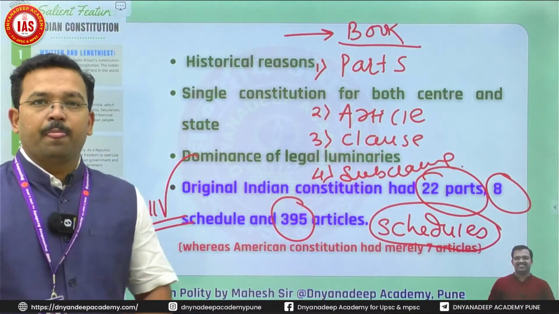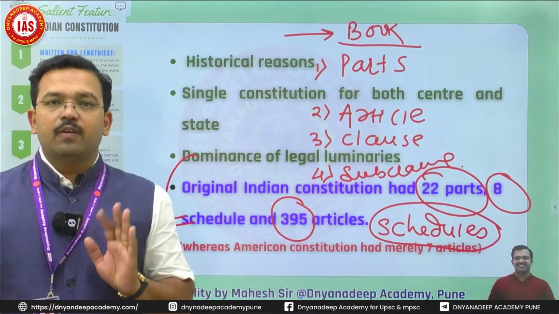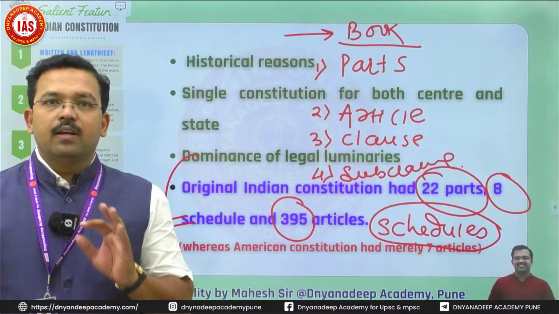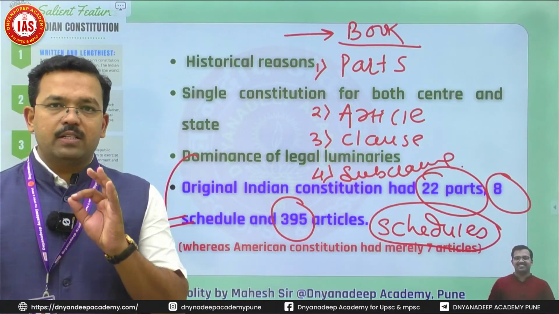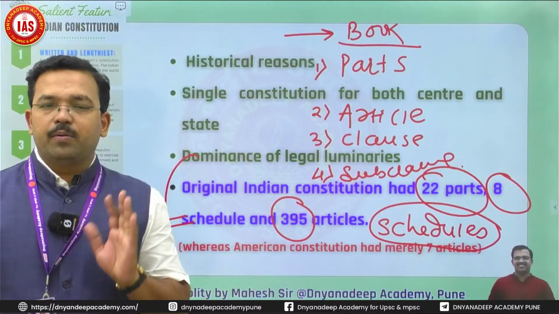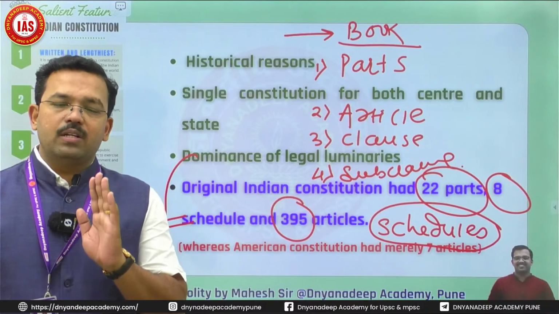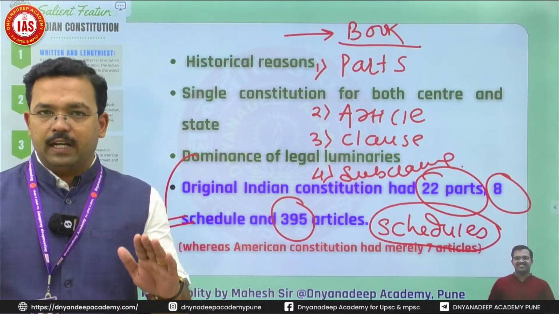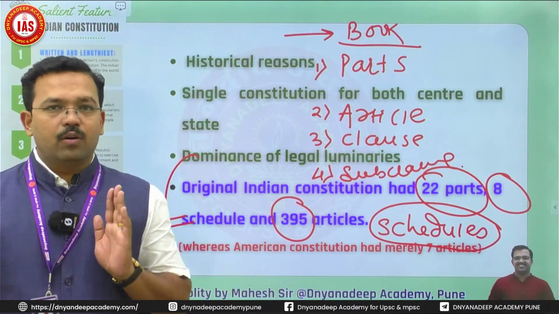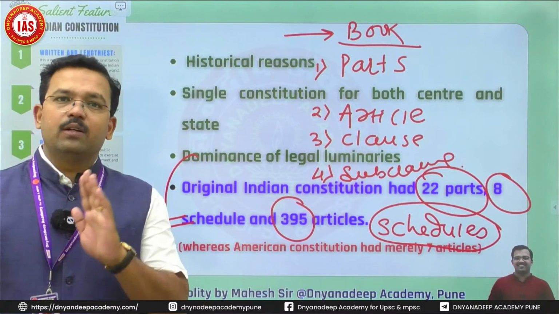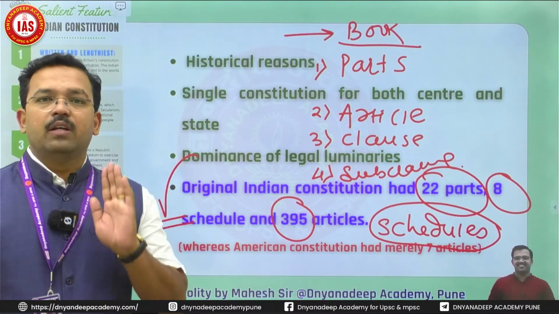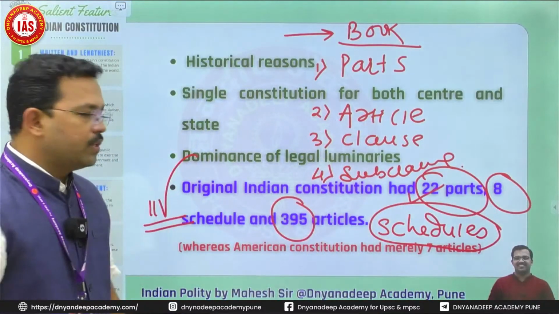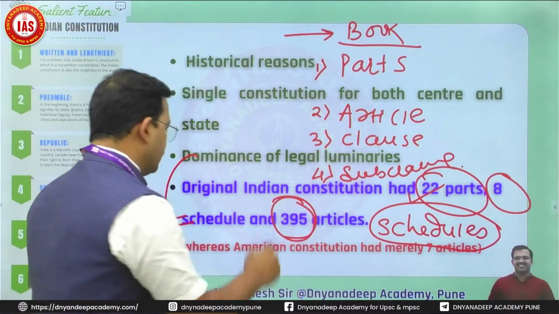So basically, the Indian Constitution is a fundamental rule book. It has various chapters, which are known as parts. Every chapter has various points, which are known as articles, clauses and sub-clauses. Most importantly, it has informative tables and sheets attached, which are known as schedules. The original Indian Constitution had a total of 22 parts, 8 schedules, and 395 plus articles.